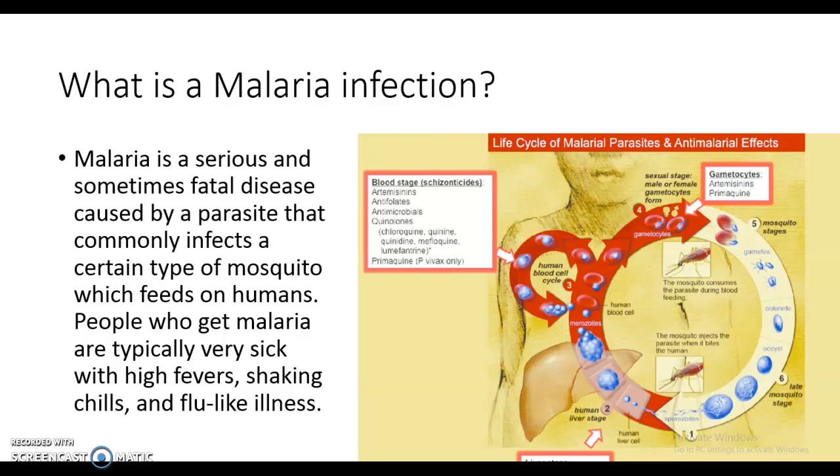What is a malaria infection? Malaria is a serious and sometimes fatal disease caused by a parasite that commonly infects a certain type of mosquito, which feeds on humans. People who get malaria are typically very sick with high fevers, shaking, chills, and flu-like illness.